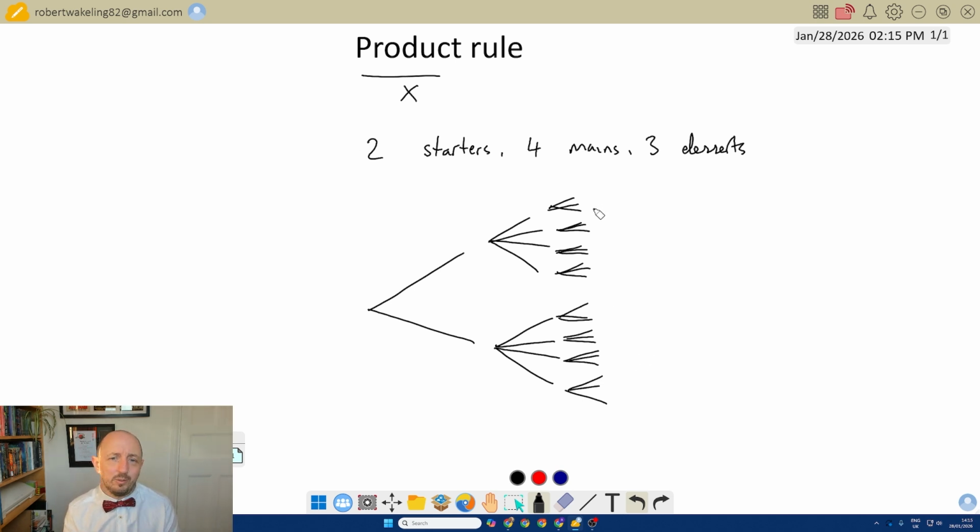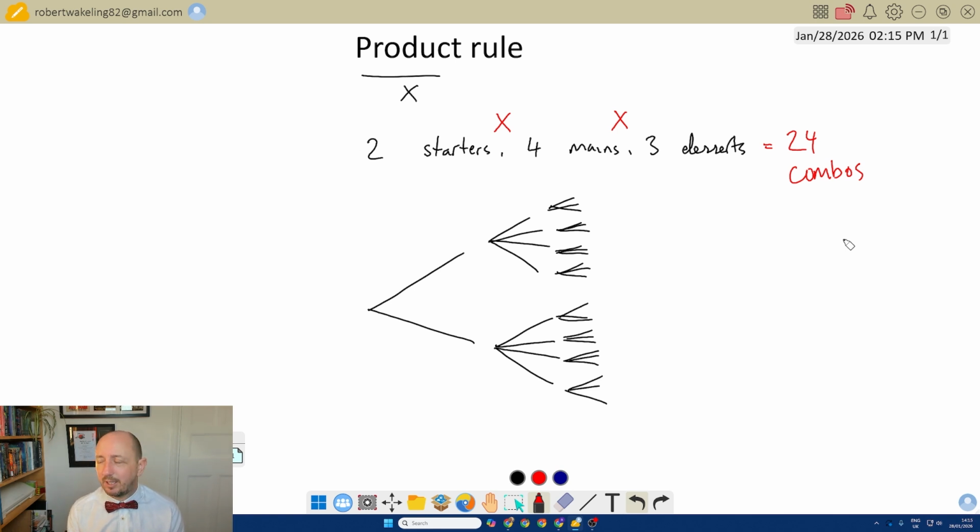Okay, and we don't want to be drawing this in the exam, especially if the numbers are large. So we can just apply the product rule and multiply. 2 times 4 is 8, times 3 is 24 combinations. Okay, so it's as simple as that.